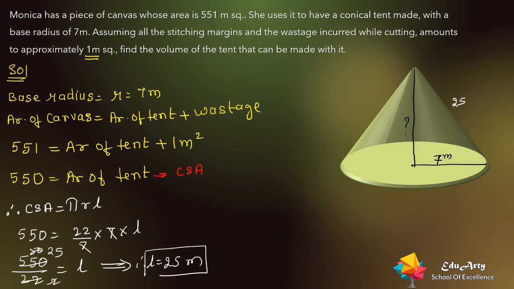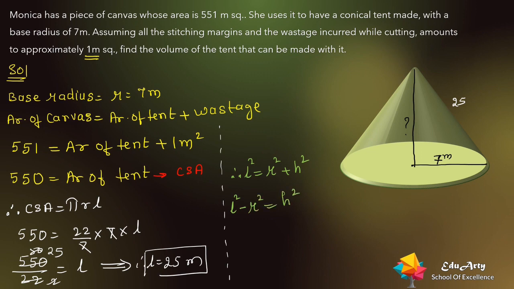Okay, now if L is 25, can we find out H? We will find out H here only. So how will we find H here? We will use another color. To find H, therefore, look, L square is equal to R square plus H square. Therefore can we say that L square minus R square is equal to H square.